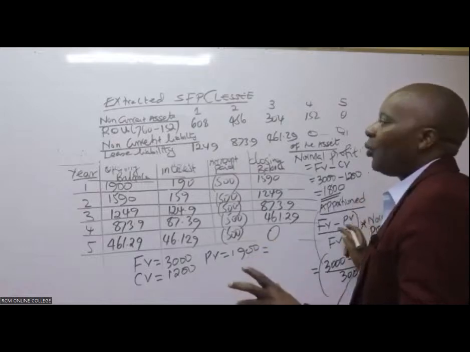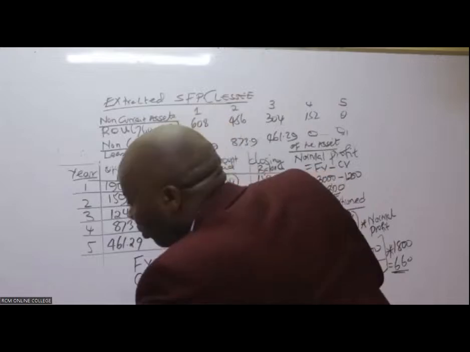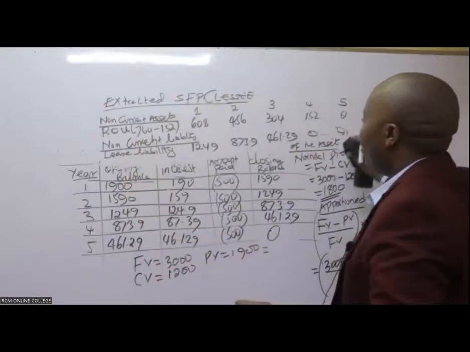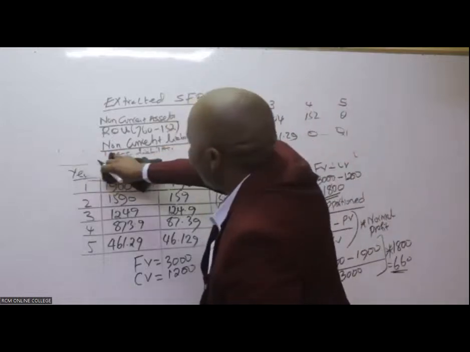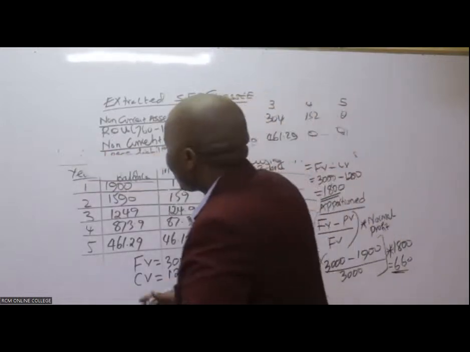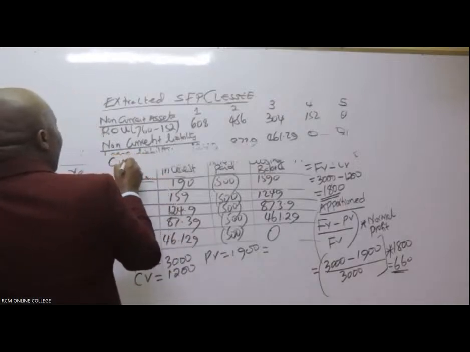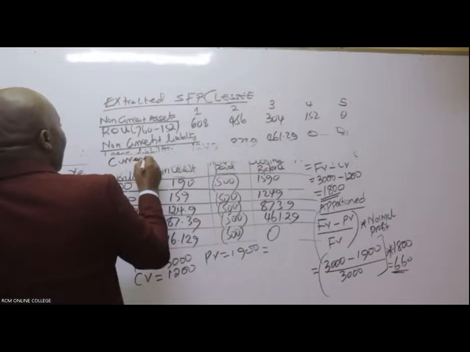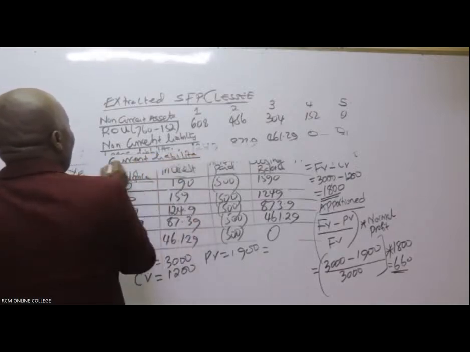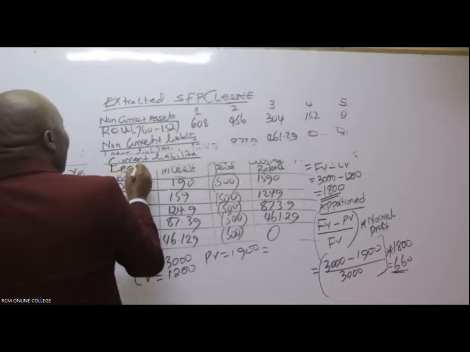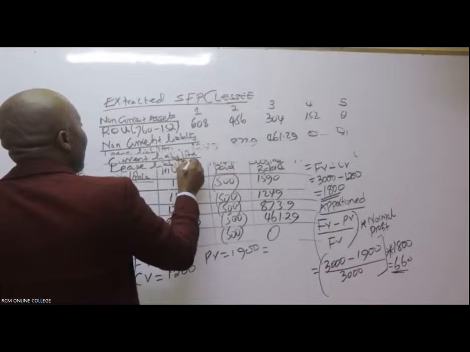Now, from there, we shall be able to book the current liability. Let's book the current liability. So under current liability, what do we have here? We have a lease liability again, the same name, a lease liability.